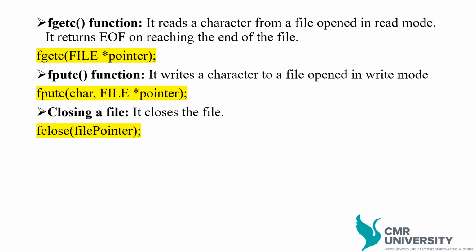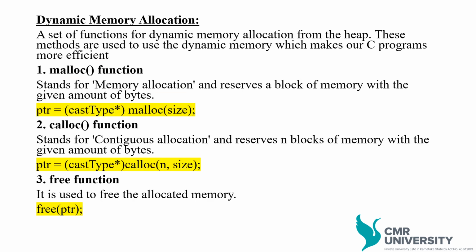Closing a file: as we have opening a file, we will be having closing a file, right? So it closes the file here. And this is mainly important, like memory is an important factor, right? So dynamic memory allocation is a set of functions for dynamic memory allocation from the heap. These methods are used to use dynamic memory, which makes our C programs more efficient and versatile.